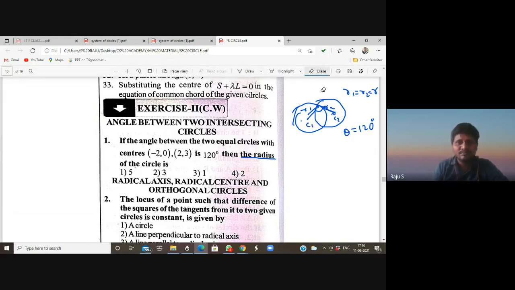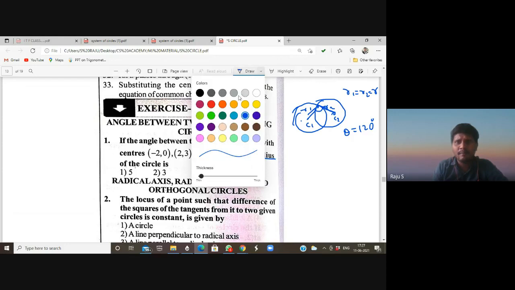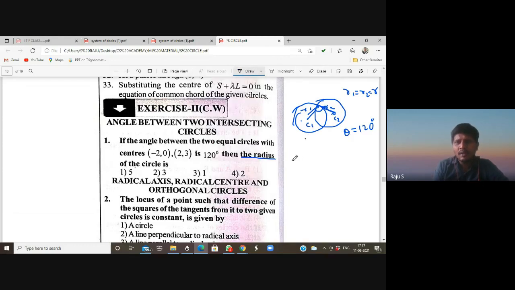Student, what to do? What is the formula? Cos theta equals (d squared minus r1 squared minus r2 squared) by 2 r1 r2. We have two formulas. What is d? d is C1C2, the distance between the two centers. This is C1, this is C2. All of you find the C1C2 value, the distance between these two points.